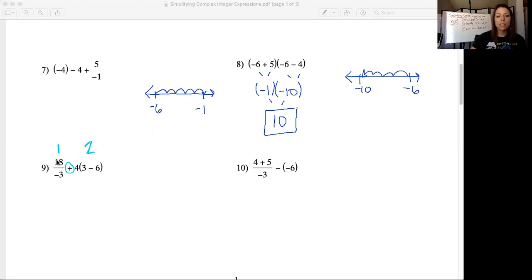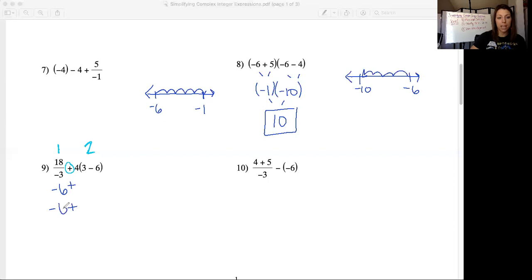Now, it's only going to take 1 step to simplify this first term, but this second term has 2 steps. First, I subtract, then I multiply. So I'm going to set up 2 sums so that I don't get tempted to add too soon. 18 divided by negative 3 is negative 6, and now that's already simplified, but over here, this is going to take 2 steps.